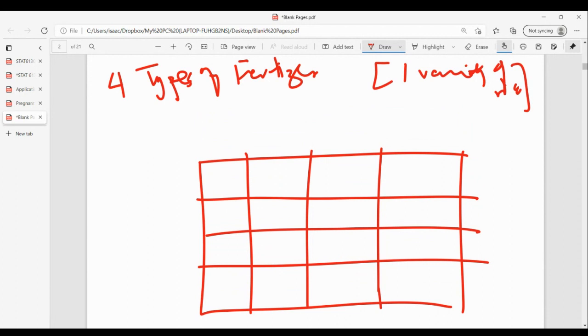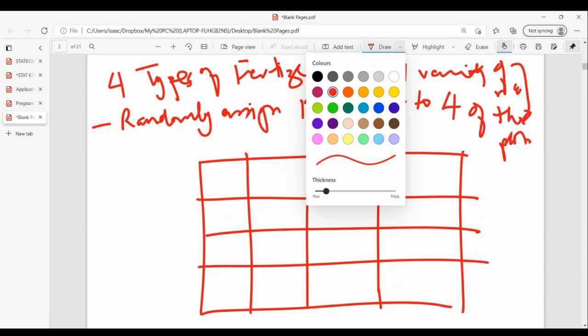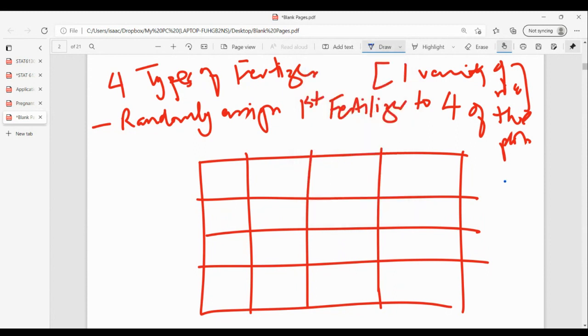So I have 16 plots of land here. What I will do is this: I randomly assign the first fertilizer to four of these plots, right? So you randomly assign it. So let's say fertilizer 1 ended up here, fertilizer 1 here, fertilizer 1 ended up here, and fertilizer 1 ended up here.